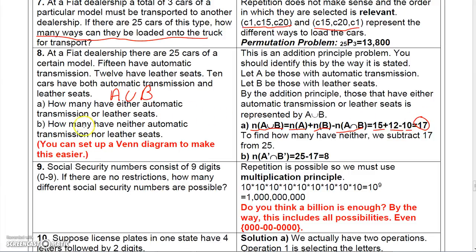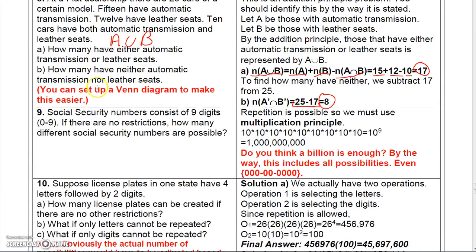The second question says, how many have neither automatic transmission nor leather seats? Well, if 17 have either one or the other, then we can simply subtract 17 from the total cars, 25 cars, and that means that those 8 that are left, they must have neither automatic transmission nor leather seats. You can draw a Venn diagram for that one if you need to.